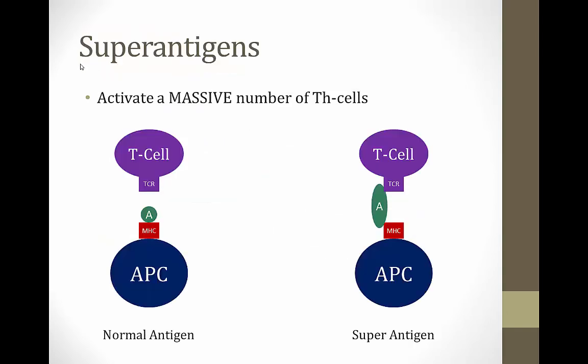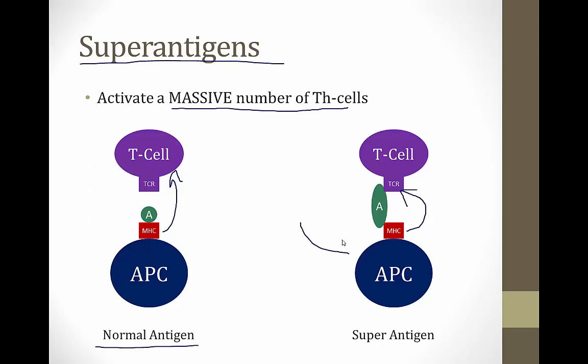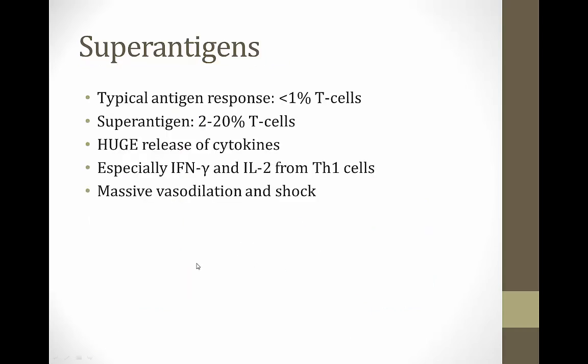You should be familiar with the concept of superantigens. These are rare antigens that can activate a massive number of T helper cells. So as you know, normally antigens are presented by antigen-presenting cells to a T cell, but a superantigen can directly link MHC with the T cell receptor and elicit a T cell response without being processed by an antigen-presenting cell. As a result of this, these superantigens can activate many, many more T cells than a normal antigen.